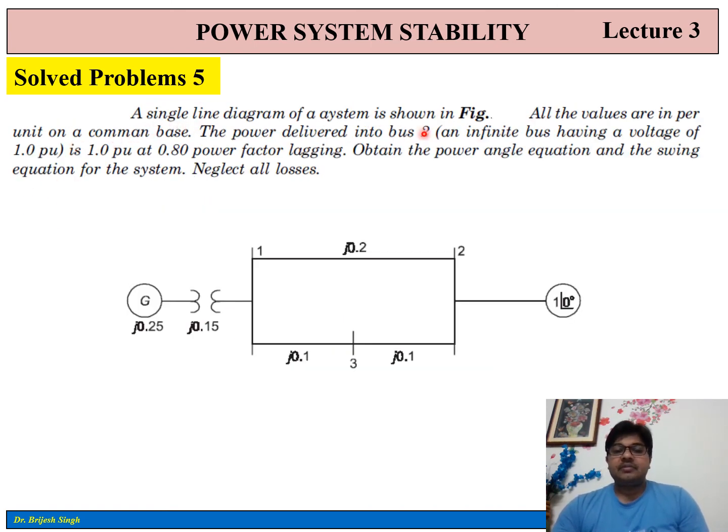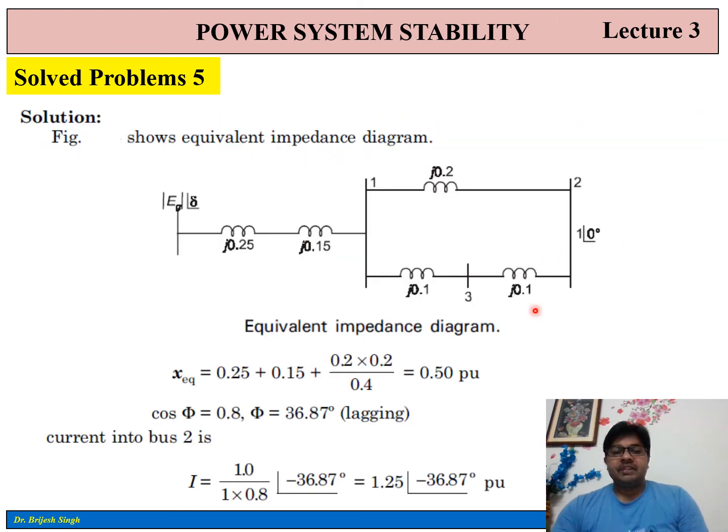So now problem number 5. The single line diagram which is shown here has all values in per unit on a common base. Then power is delivered into bus number 2, the infinite bus, having a voltage of 1 per unit at 0.8 power factor lagging. Obtain the power angle equation and swing equation of the system. Neglect all the losses. So it is an infinite bus problem.